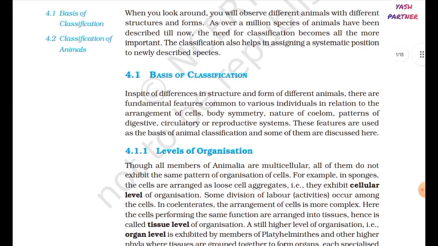4.1 Basis of classification. In spite of differences in structure and form of different animals, there are fundamental features common to various individuals in relation to the arrangement of cells, body symmetry, nature of coelom, patterns of digestive, circulatory, or reproductive systems. These features are used as basis of animal classification and some of them are discussed here.